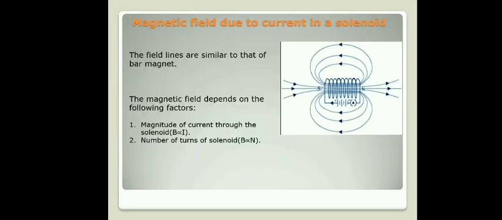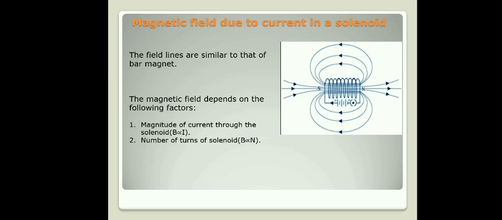Let's consolidate all the points that we had discussed in this slide. The field lines due to a solenoid are similar to that of a bar magnet, and here the magnetic field depends upon the following factors. That means the magnitude of current through the solenoid as well as the number of turns of the solenoid. Because if we increase the current flowing through the solenoid, the strength of the magnetic field also increases. If we decrease the current flow through the solenoid, the strength of the magnetic field decreases. So obviously the magnetic field depends upon the current. It is directly proportional to the magnitude of current.